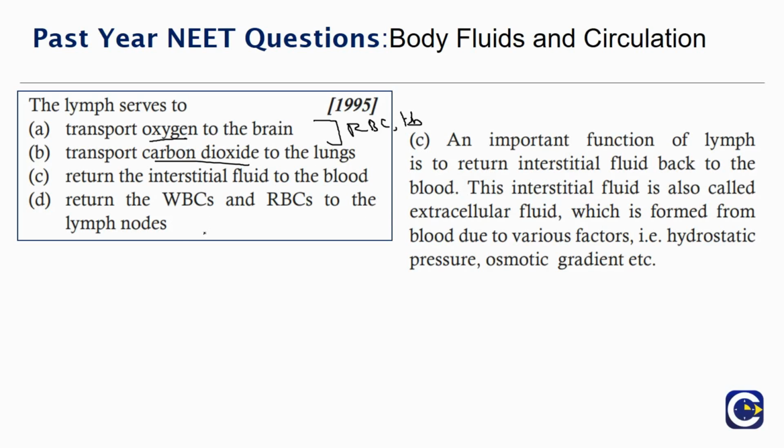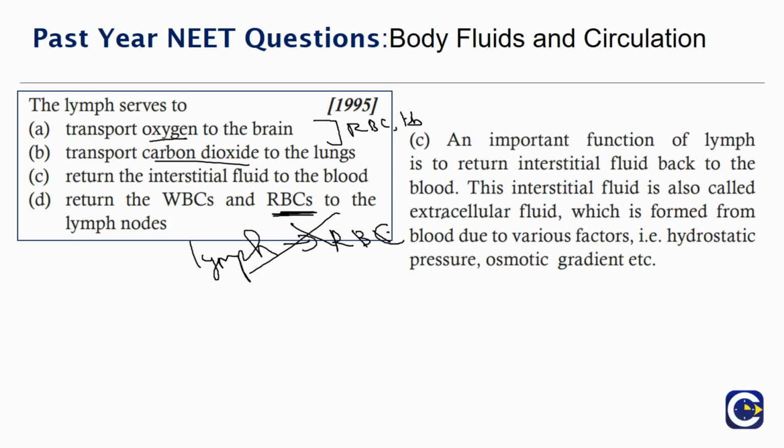So we know that lymph does not contain any RBC. It contains WBCs but it does not contain RBC. So this is the major factor by which we can eliminate option D. And also the major function of lymph is to return the interstitial fluid back to the blood. So the option is C. An important function of lymph is to return the interstitial fluid back to the blood.